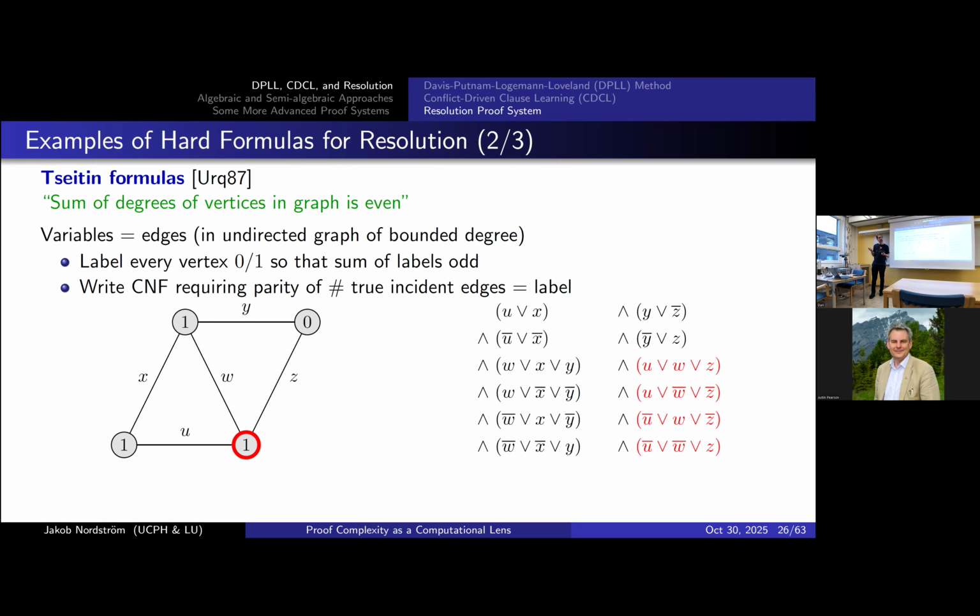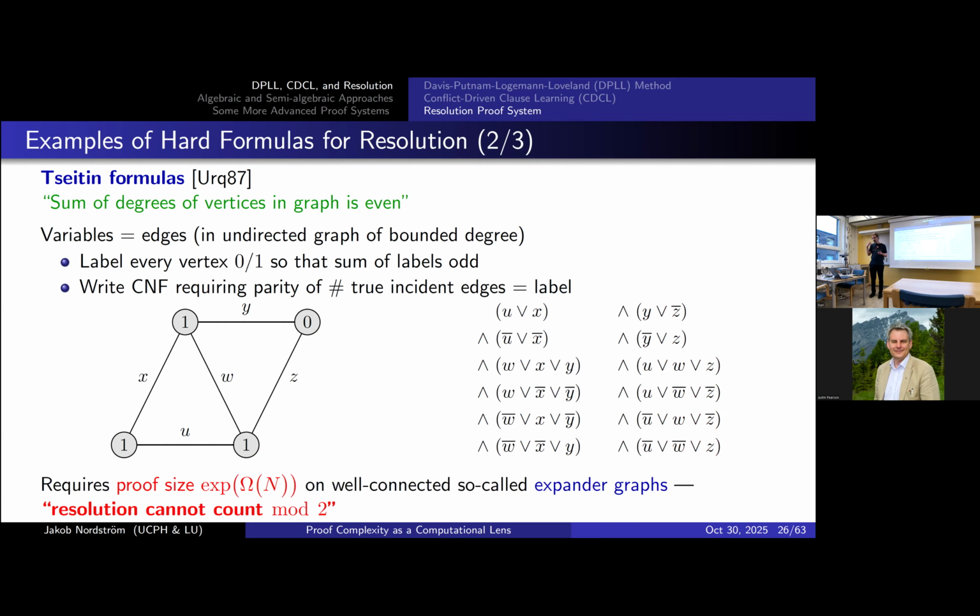And now by a simple counting argument, this has to be unsatisfiable, because if you sum up all the edges twice, you get an even number, but if you sum up all the vertex labels, you get an odd number. And we know that if you take a so-called expander graph that is very well connected, then this requires truly exponential lower bounds, exponential in the formula size, which means that not only is it the case that resolution cannot count, it can't even count mod 2.